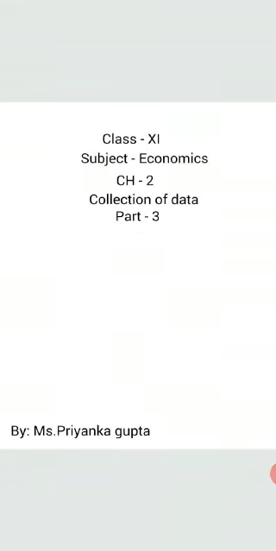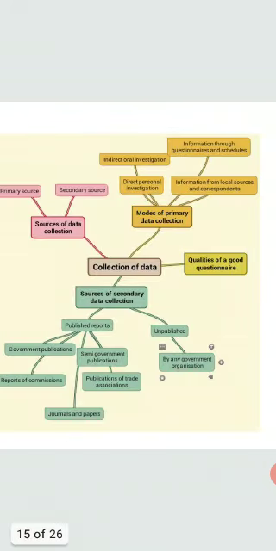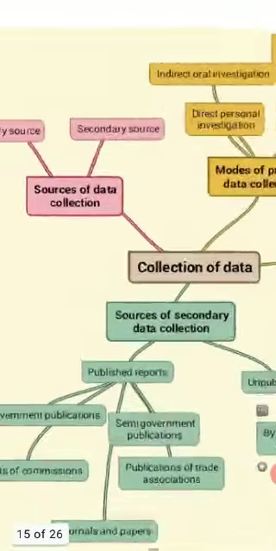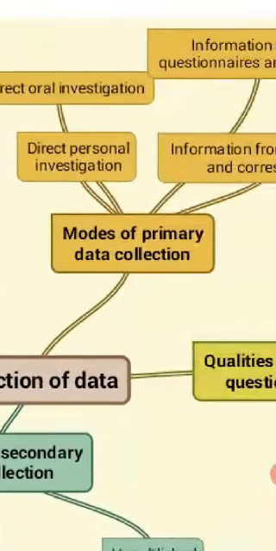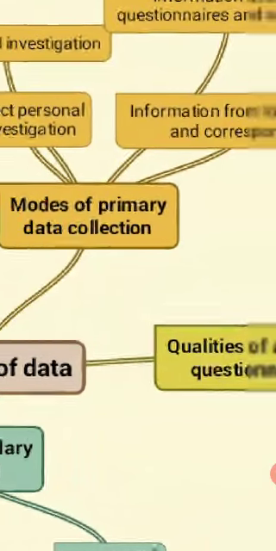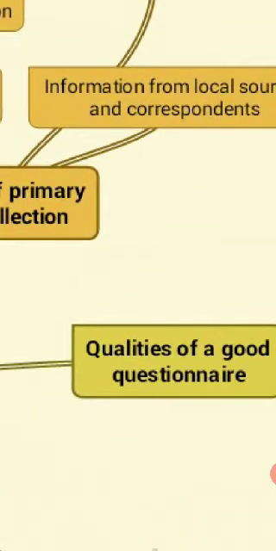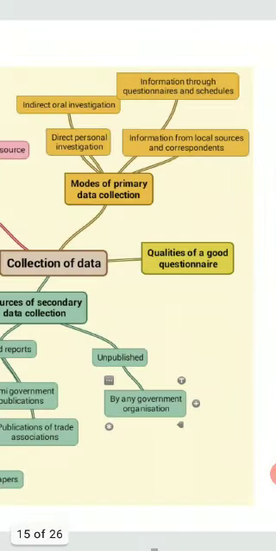Today we will start with the third part of the chapter, collection of data. Look at this map. Already we have done two topics: sources of data collection and modes of primary data collection. Today we will start with the third topic, that is questionnaire. What are the qualities of a good questionnaire, and we will discuss one sample questionnaire. Now let's start with the topic questionnaire.